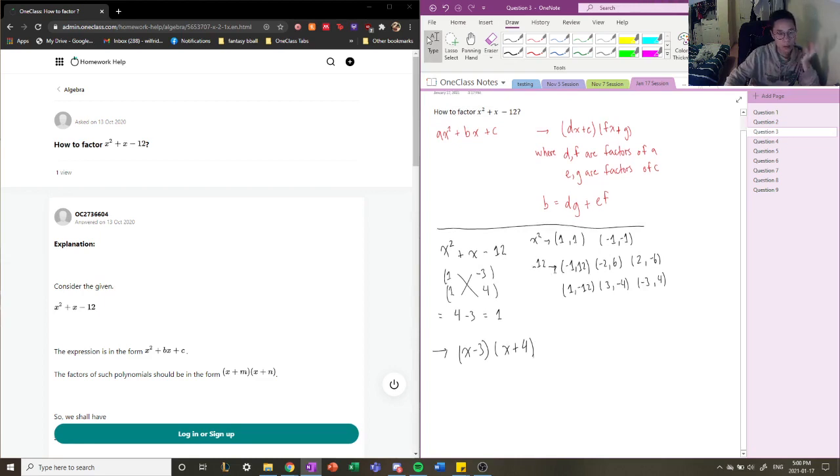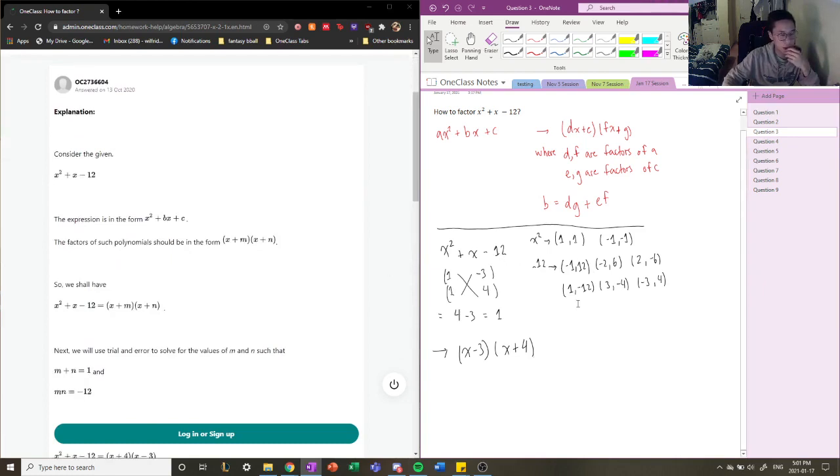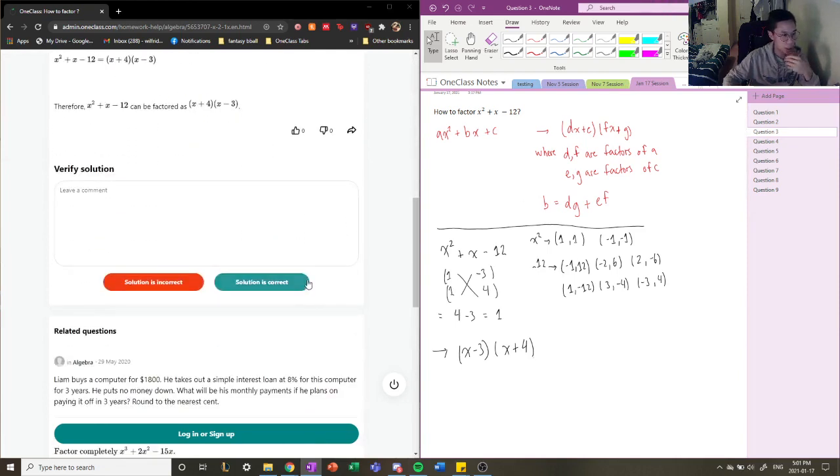In the future, if you continue to do more practice, you can do all these steps efficiently in your head. For factoring, I would suggest you just know the factors of different numbers. The common ones, I would say, just know your factors all the way up to 12. If you do that, you're able to factor a lot of different quadratic functions. Other than that, the solution is correct, and we can move on.